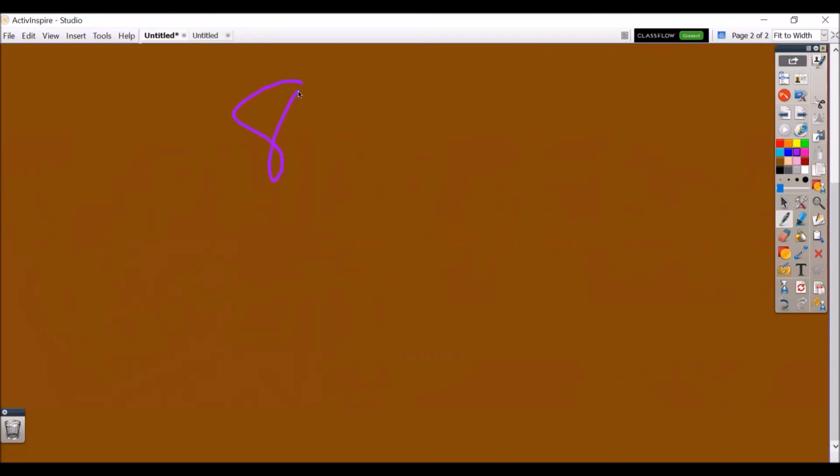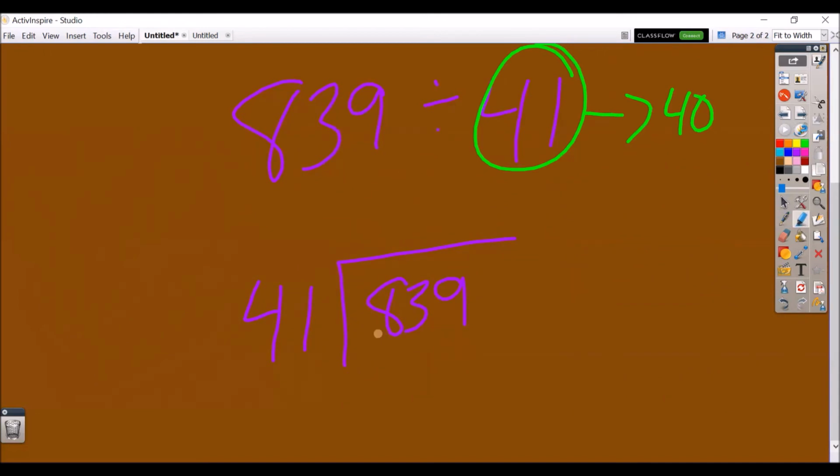839 divided by 41. Let's go ahead and do that. Let's set it up standard algorithm, 839 inside the den because it's the dividend and the divisor of 41 on the outside. Now, I don't have to write it, but I'm going to think it. 41 is close to 40. So I'm going to be using that to help me make my estimations.